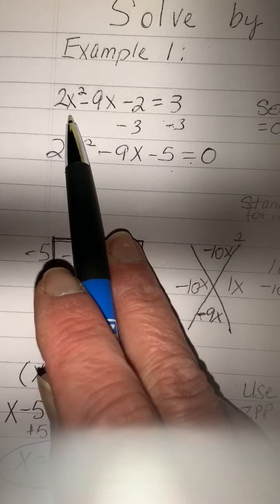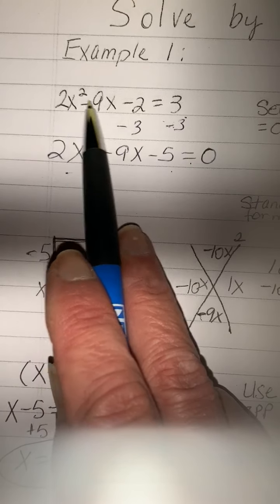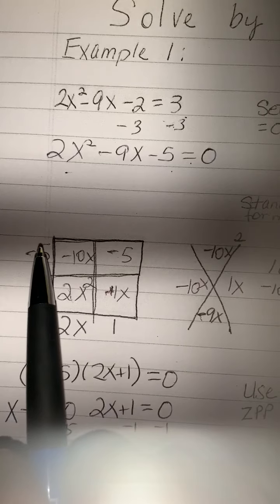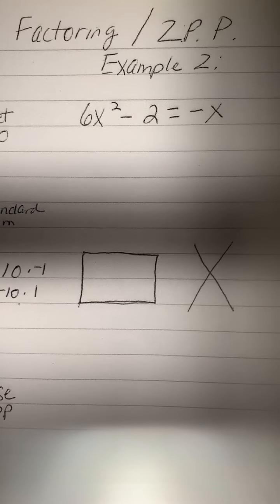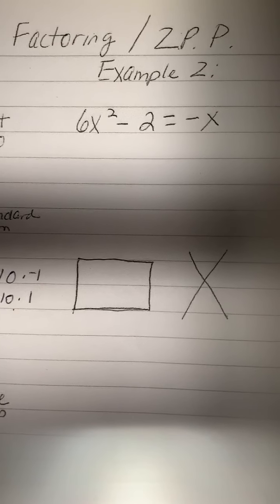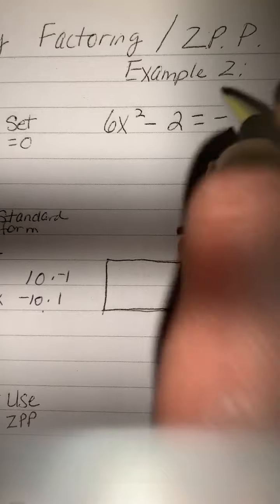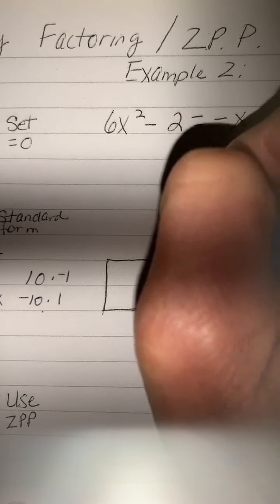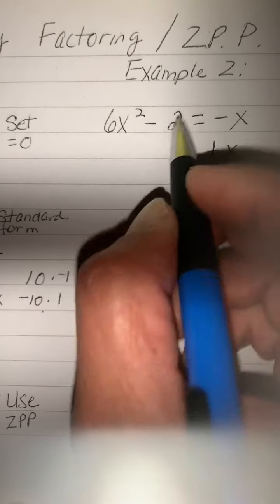If I put a 5 in for x, I will get a 3. If I substitute a -1/2 in for x, I should get a 3. All right, let's try a second example. It's just a teeny bit different. My first step, when I want to set it equal to 0, I would need to add x to both sides, because that's the opposite of the -x. There's nothing over here to combine it with.